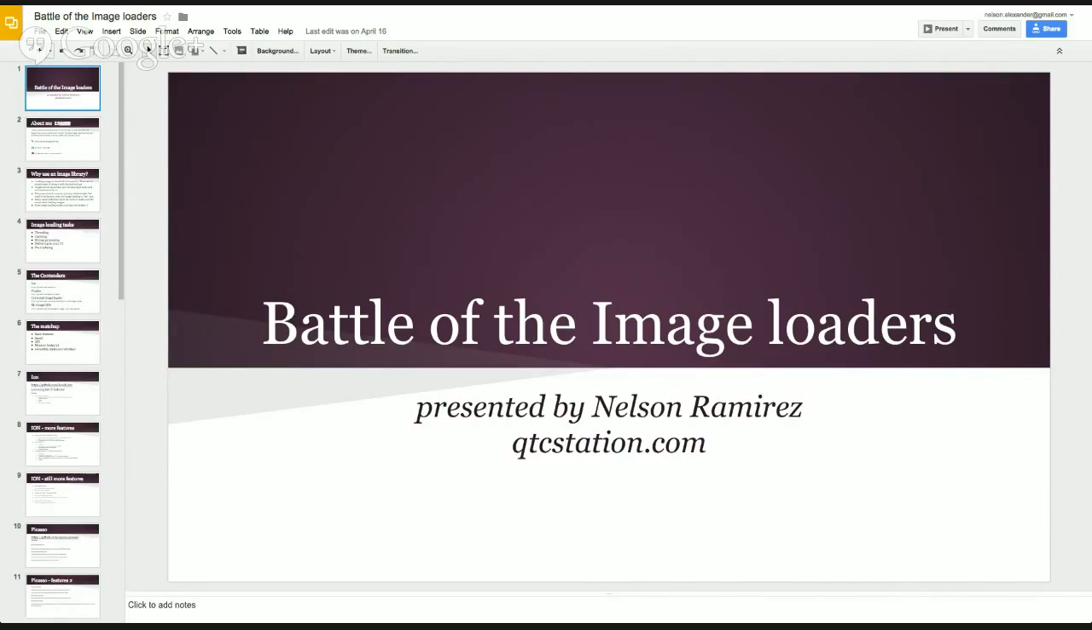Are any of these image loaders cross-platform? Define cross-platform. Working on iOS and Android? No, not as far as I know. I don't think so. What was the reason Volley wasn't considered a contender?